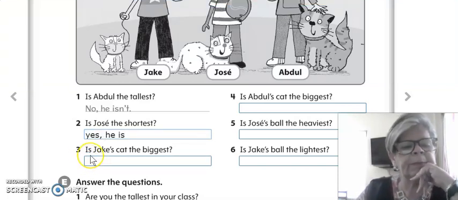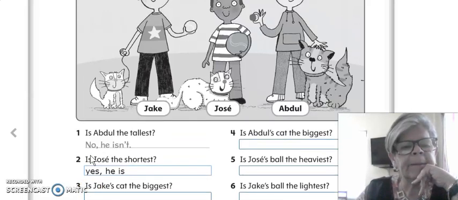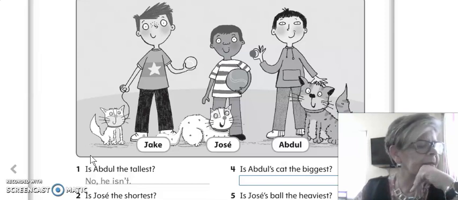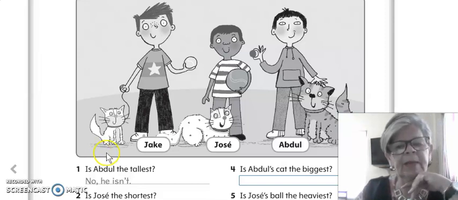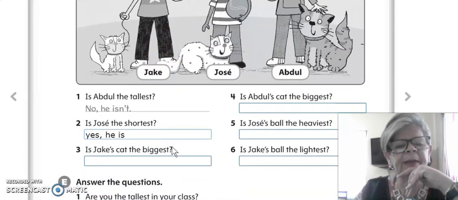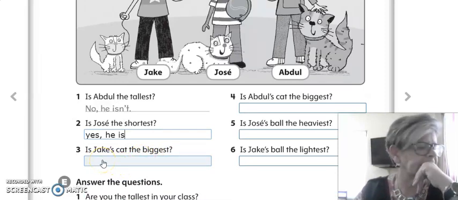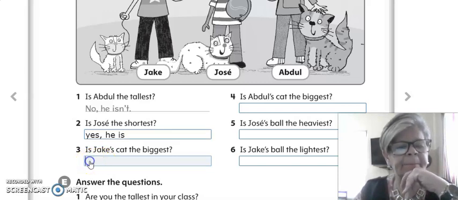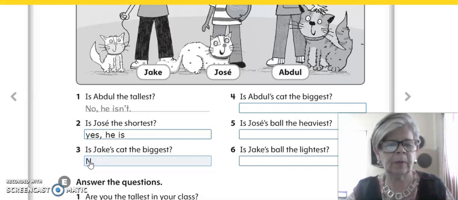Number three. Look at the picture. Is Jake's cat the biggest? Remember, Jake, Jose, and Abdul. Is Jake's cat the biggest? Write your answer. No, it isn't.